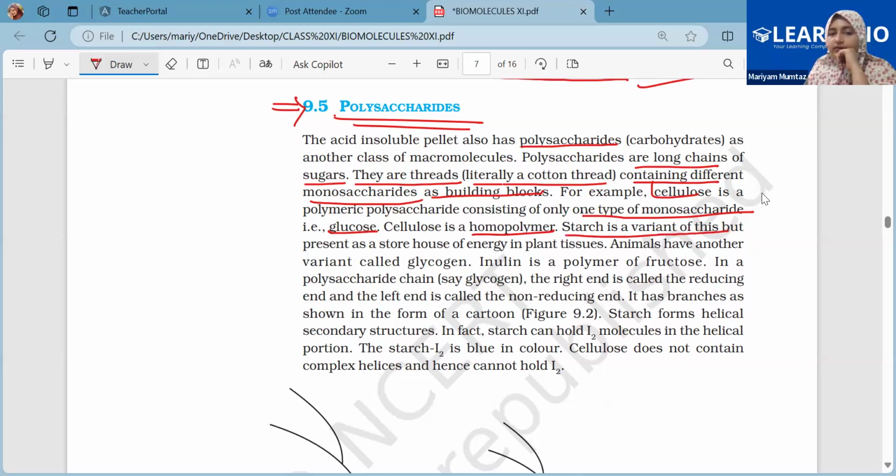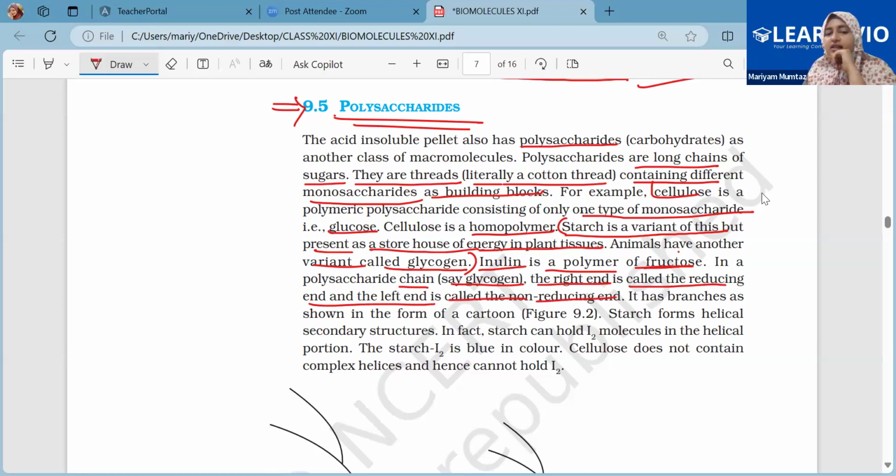Starch is a variant of this, but present as a storehouse of energy in plant tissues. It is the storehouse, or you can say reserve food material for plants. Now starch is also a polymer. Now animals have another variant called glycogen. This is again a polymer of glucose. Now, inulin, it is a polymer of fructose. In polysaccharide chain, say glycogen, the right end is called the reducing end and the left end is called the non-reducing end.